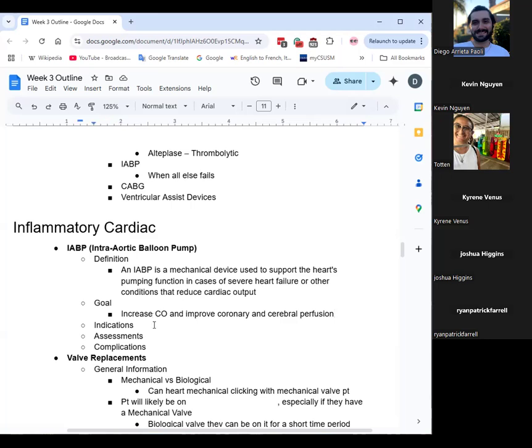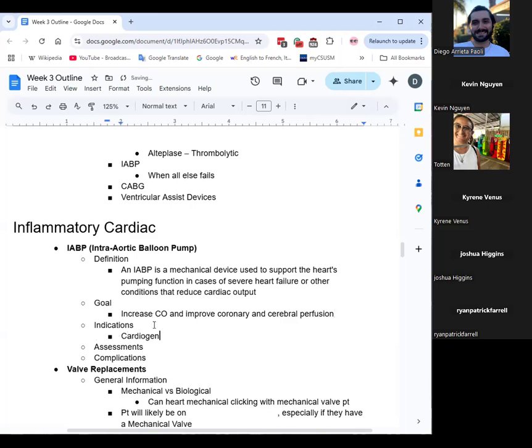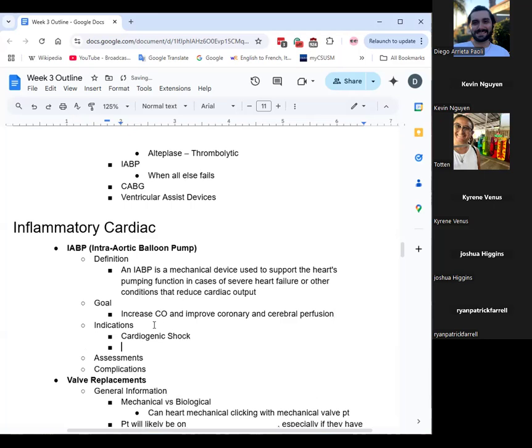Some indications: we talked about cardiogenic shock a lot, so that's one potential. Anything else you guys can think of? It has to be pretty severe heart failure. Heart failure can lead to cardiogenic shock, so it would probably be a heart failure that's bad enough that you get shock and then get this done.